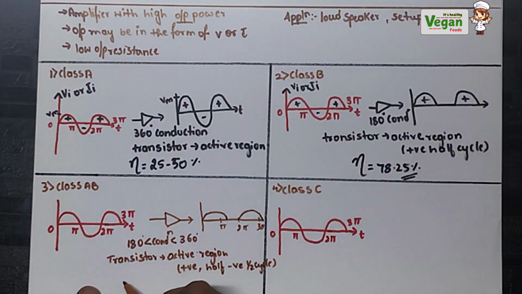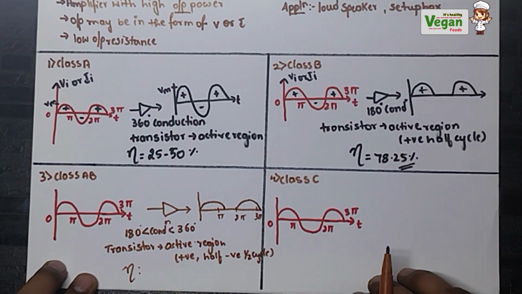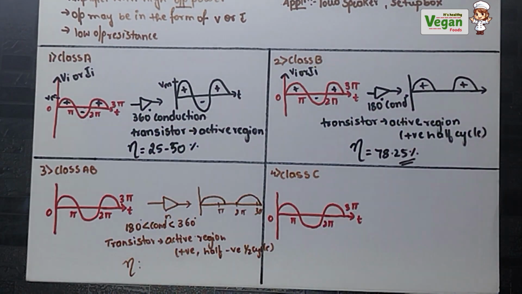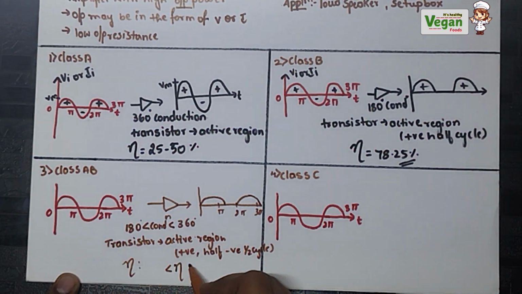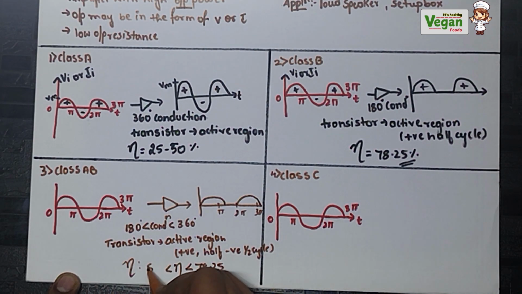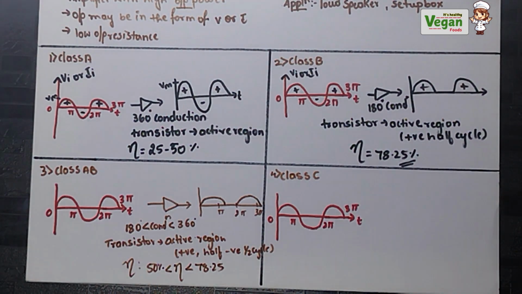Next, if we discuss the efficiency of the class AB amplifier, it will be in between class A and class B. That is, efficiency is between 78.25% and 50%. More than 50% efficiency but less than 78.25% efficiency.